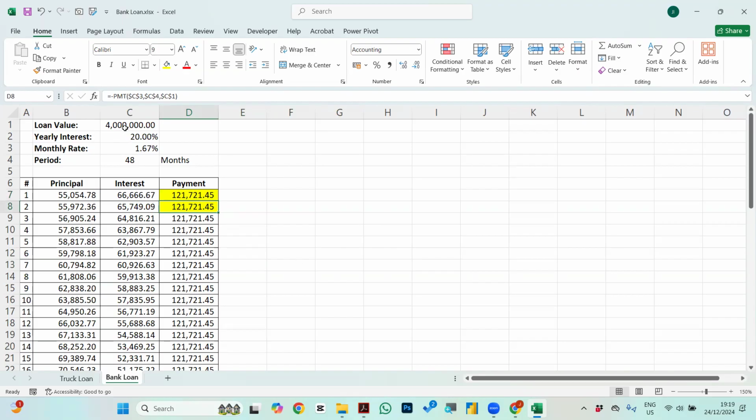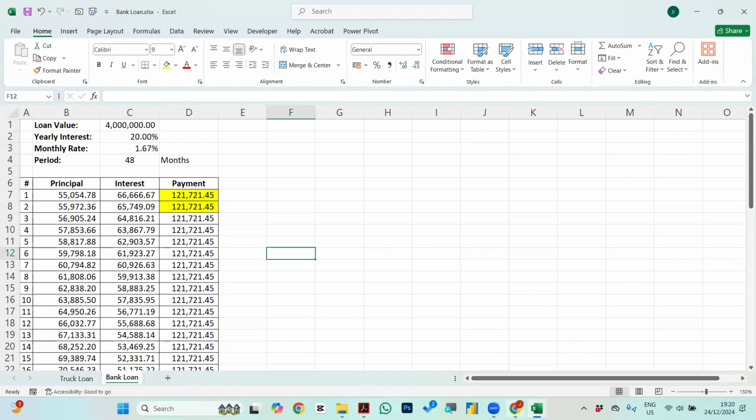In the bank loan, a 4 million loan we have taken from the bank. So the interest rate is 20%, monthly rate 1.67, for a period of 48 months, that means four years. So we have principal, interest, and payment. How the calculation is being made, you can see the formula here. There are four formulas I have used. I have kept the formulas as they are, so you can go through and check again. So in this, first is the principal, the other one interest, and the payment. Together, it will become just 121,000.